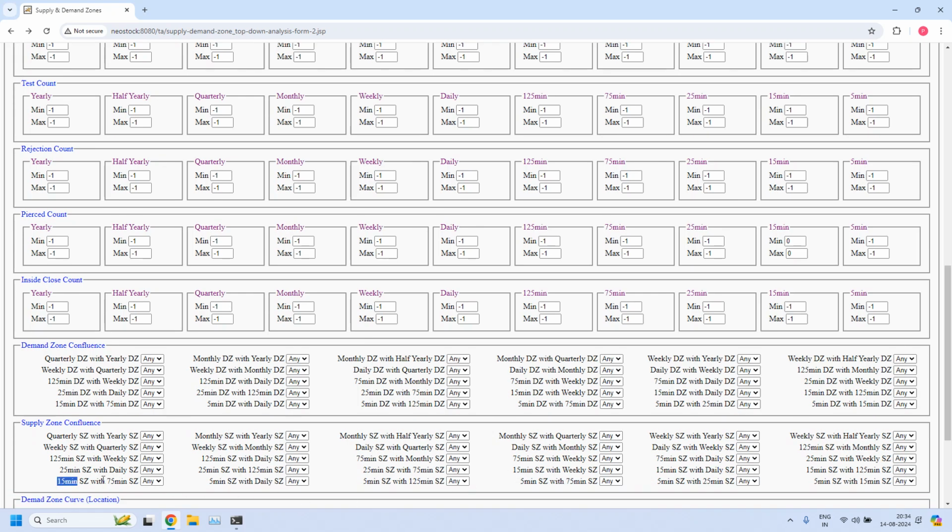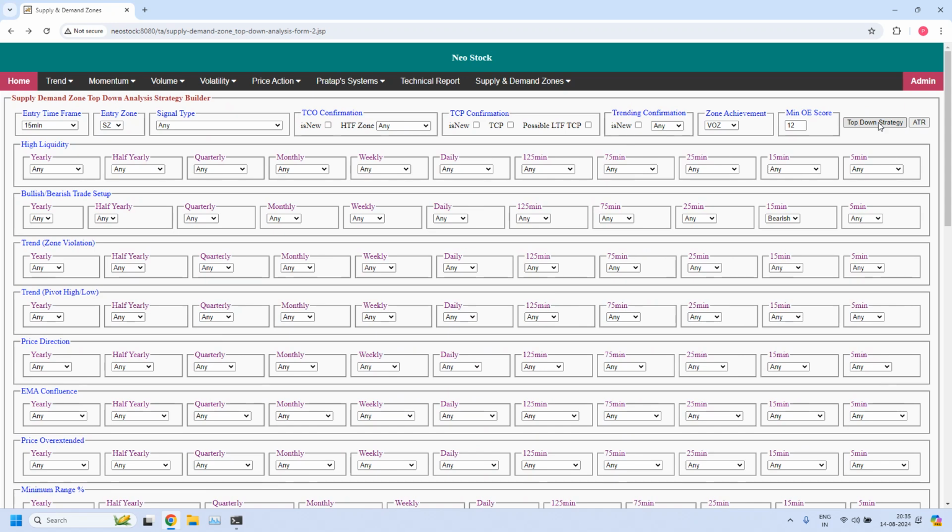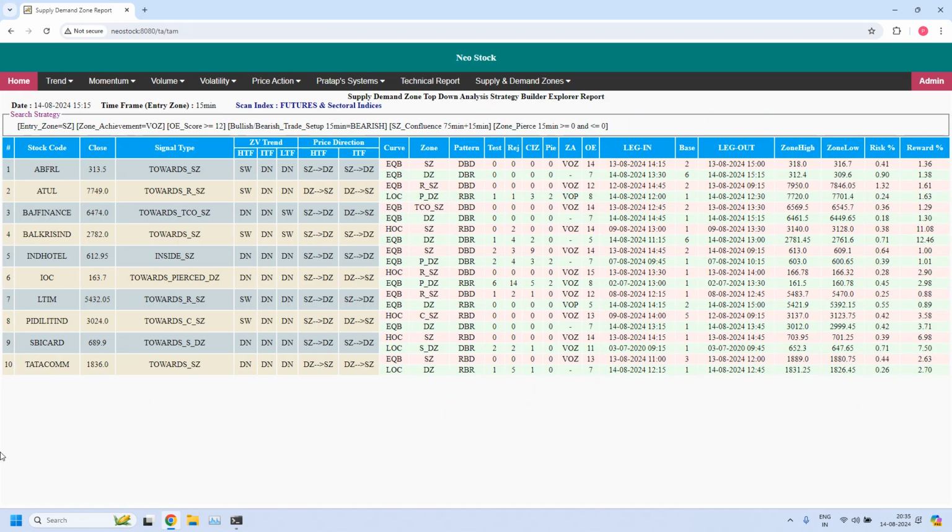So here, 15 minute supply zone with 75 minute supply zone, that is LTF and ITF confluence, I enabled. Let's verify. So 10 stocks, all these 10 stocks are supporting 15 minutes and 75 minutes zone confluence, all the supply zones confluence. Okay, out of these 10 supply zones, let us verify how many of them even have HTF confluence.